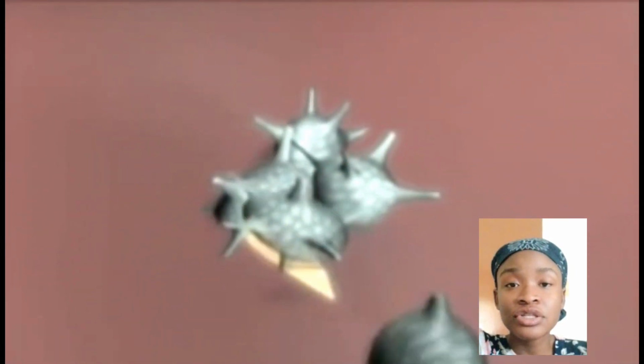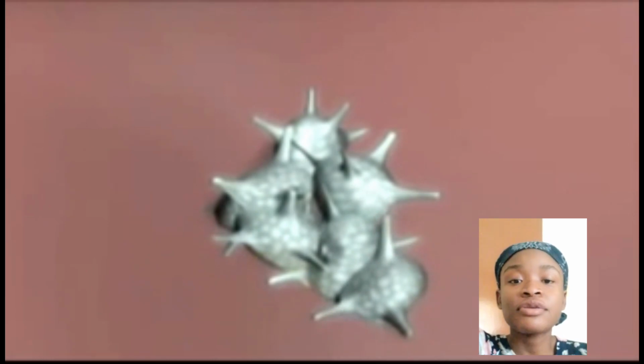And then we also have the platelets. Platelets act as a bandage inside our bodies, making sure that the blood does not flow outside of the blood vessels.